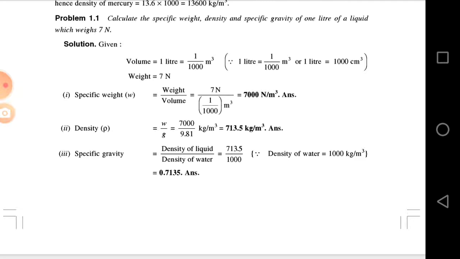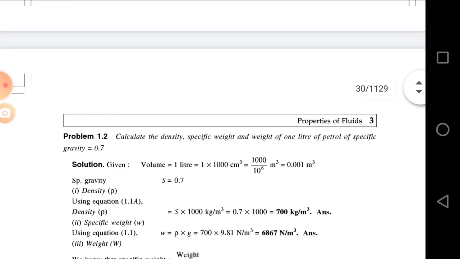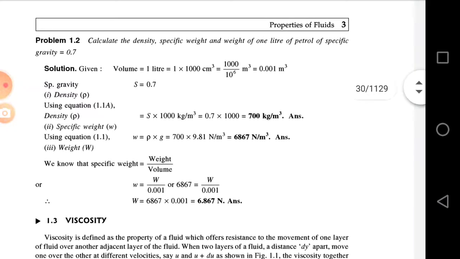Whereas we have specific weight as weight by volume, 7000 Newton per meter cube. Specific gravity is density of the liquid, 713.5, divided by density of water, 1000, which is 0.7135. We'll move to the next simple problem.